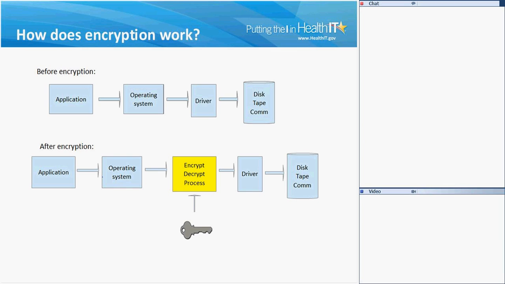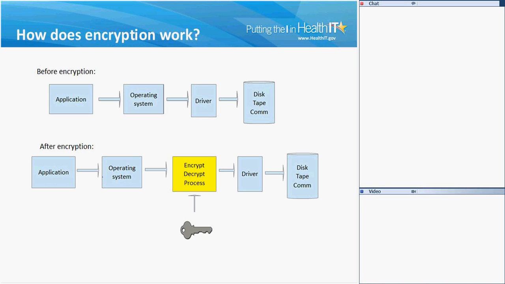So people ask, how does it actually work? I mean, what's the nuts and bolts of this? Well, on these slides here, before you encrypt something, your application would behave normally. The application would make a request to the operating system. It would talk to a driver for the disk drive or communication device or tape drive or whatever, and the data would be returned back to the application.